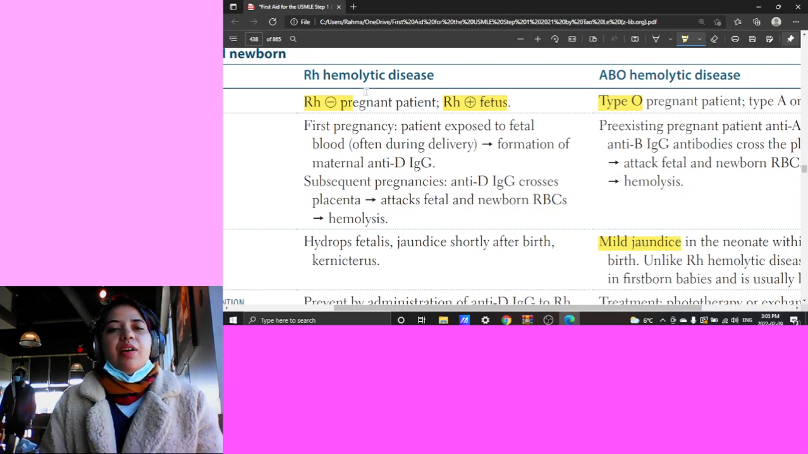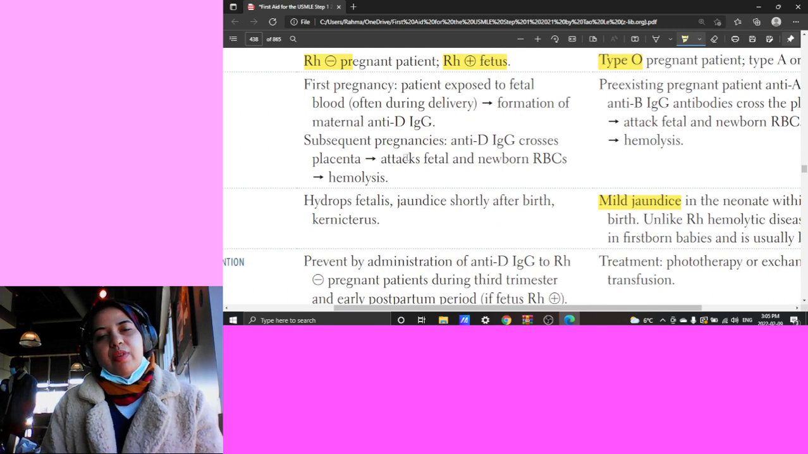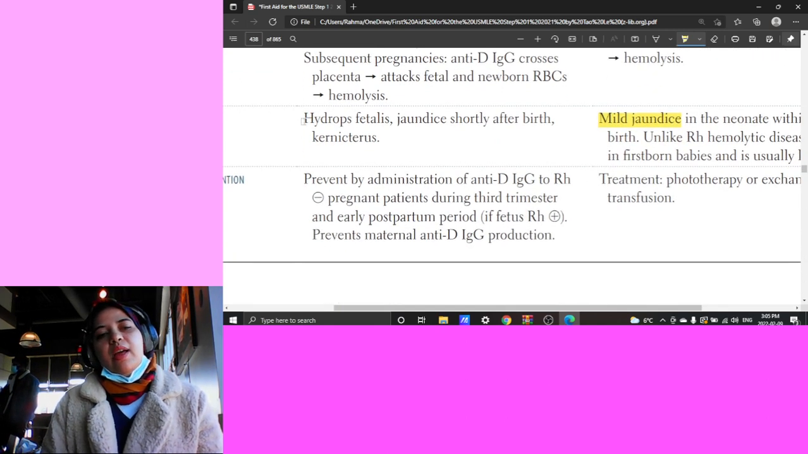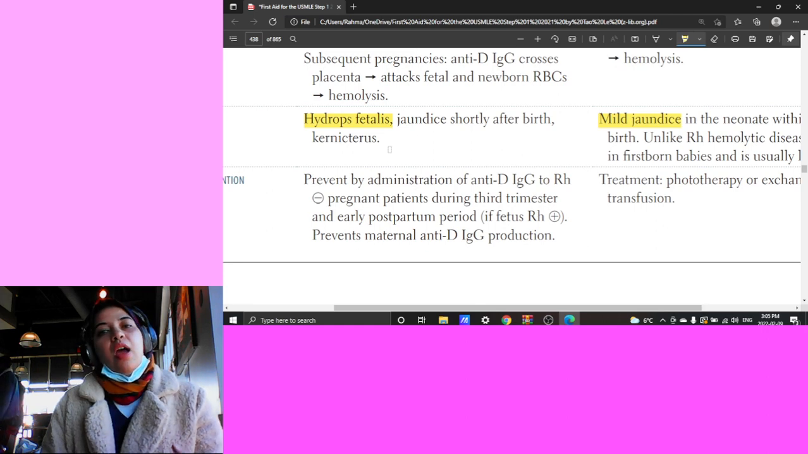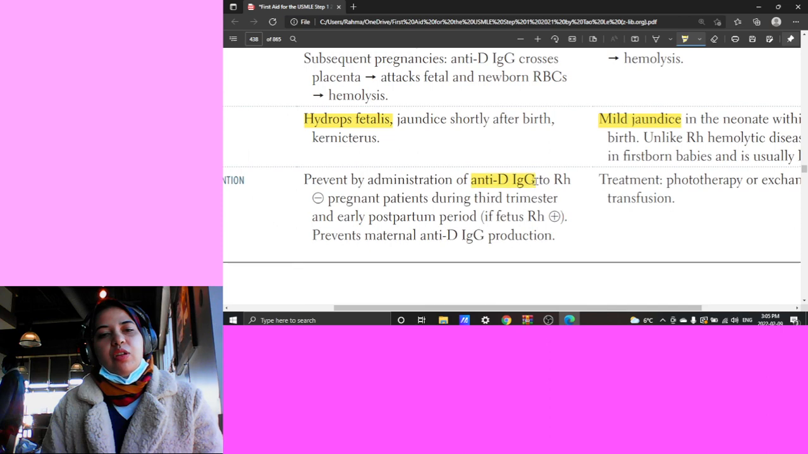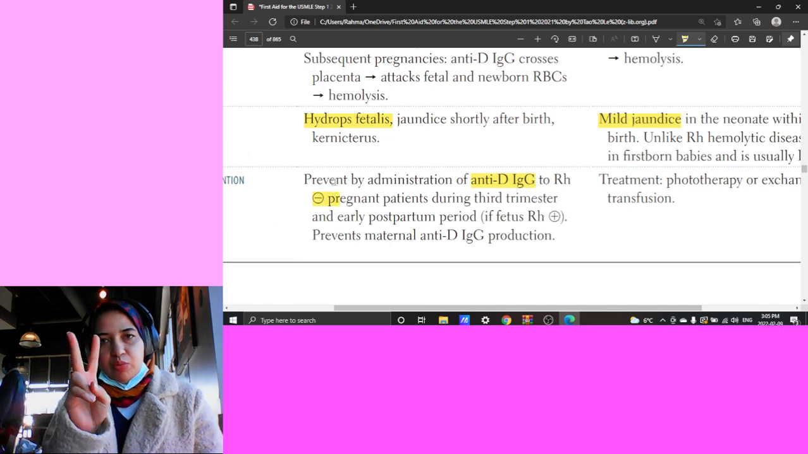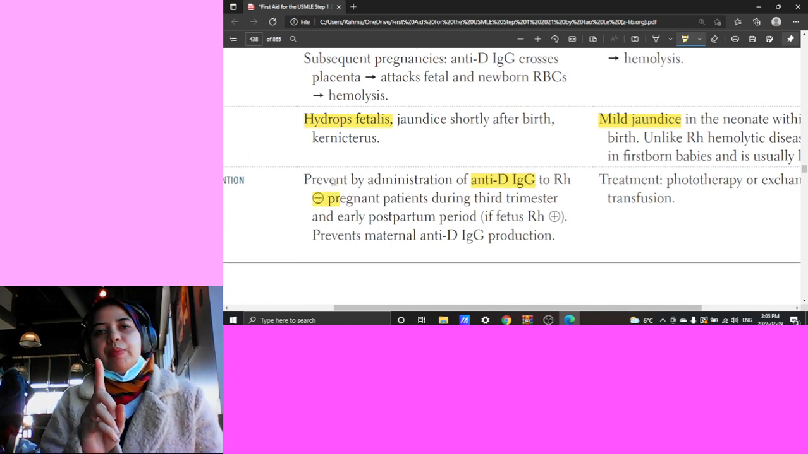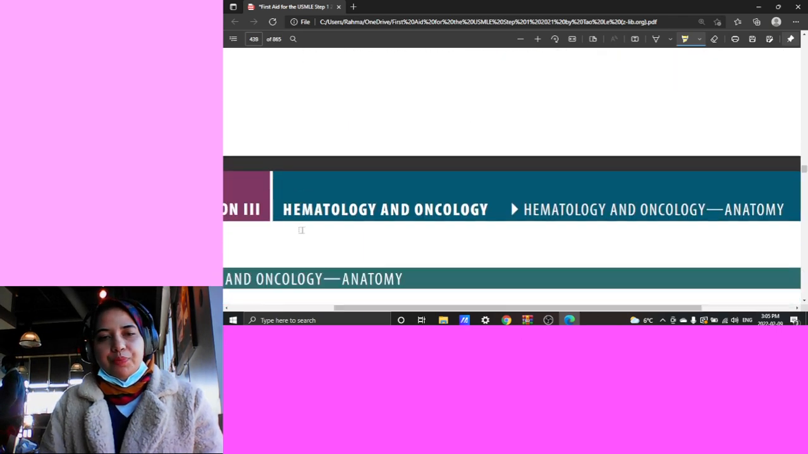On the other hand, you have Rh hemolytic disease, a severe type of anemia. You can even have severe jaundice and kernicterus after birth. How do we avoid Rh hemolytic disease? It's by giving anti-D immunoglobulin to an Rh negative mother. You give it twice: once in the third trimester, and then again after labor.